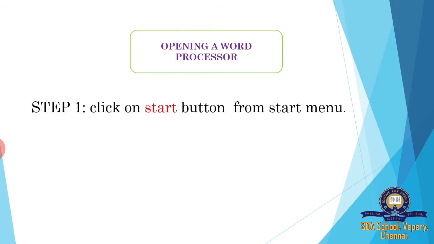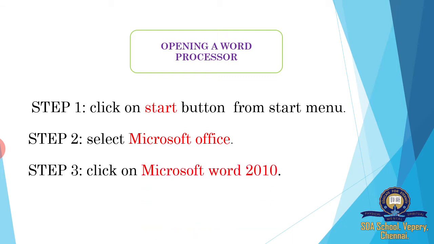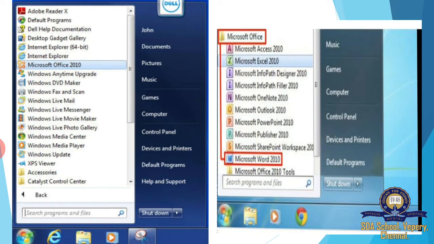Step 1. Click on the Start button from the Start menu. Then the second step, select Microsoft Office. Third, click on Microsoft Word 2010. A Windows button. Okay, we are all able to see that, right? A Windows button. It is a Start button. Then we click on the Start button.